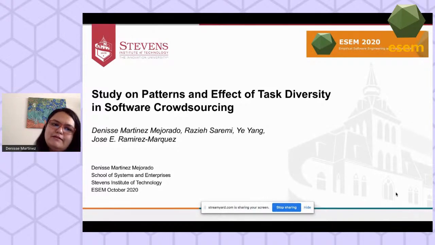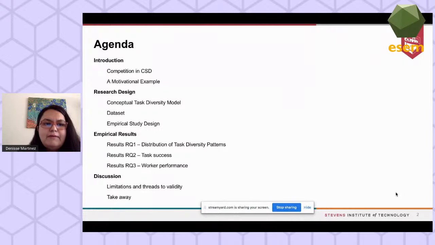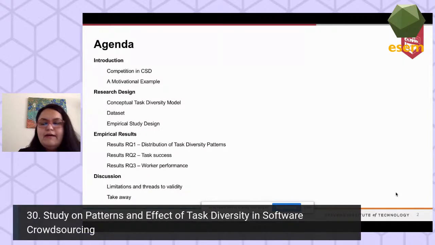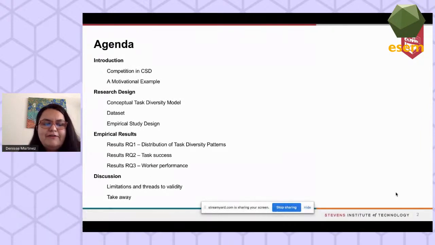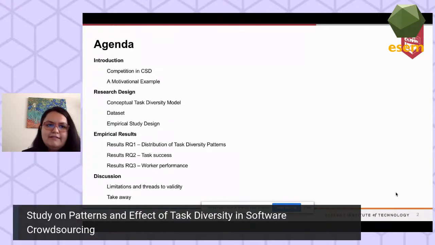Today I'm going to talk about the study on patterns and effect of task diversity in software crowdsourcing. Denise Martinez, Razieh Saremi, Ji Yang, and Jose Ramirez Marquez worked on this research. Just to give you a look of what we're going to talk about today, I'm going to go through the introduction, how we get to these diversity patterns, the research design, the empirical results, and the discussion.